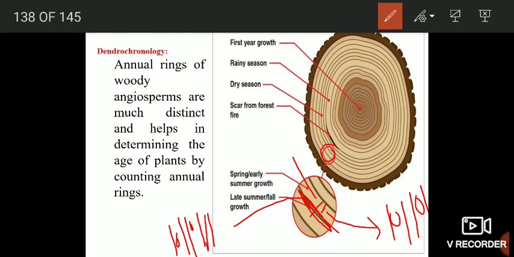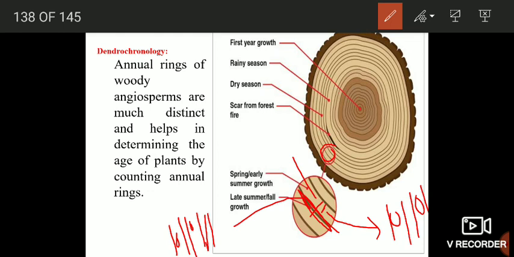Now the functions of these, the significance of studying the annual rings. Annual rings of woody angiosperms are much distinct and help in determining the age of plants by counting these annual rings. You can easily determine the age of plants by counting the number of annual rings which are present in the stem. Okay, say for example, a plant has 50 annual rings, okay, because in one single year one annual ring is produced, you can easily calculate the age of the plant. This is the most important significance of studying annual rings.